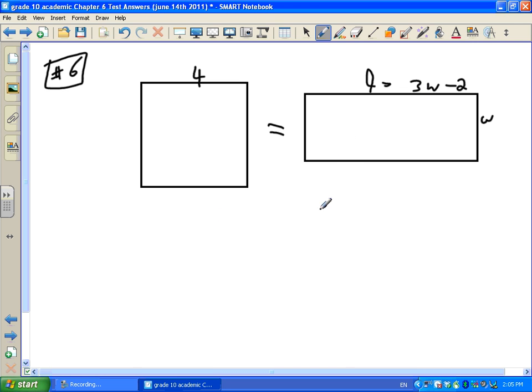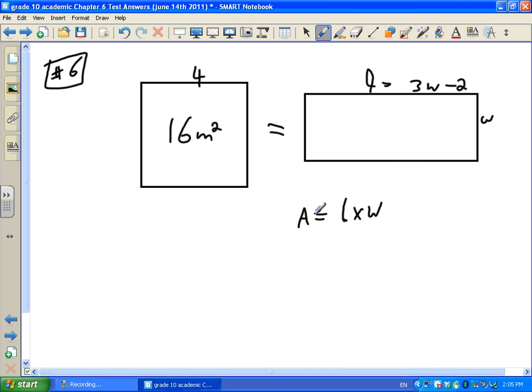Now we can find the area of the square carpet. The area of the square carpet is 16, meters squared. Now we need to find the area of the rectangular carpet. So we know area is equal to, we're going to put A is equal to our length times our width.